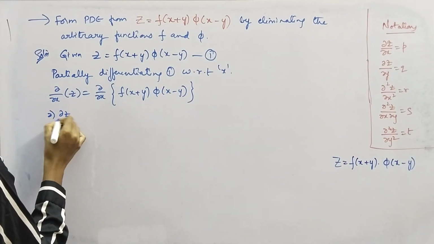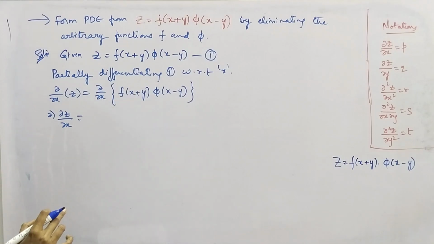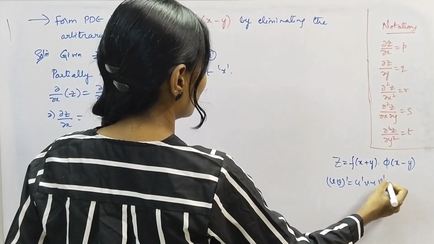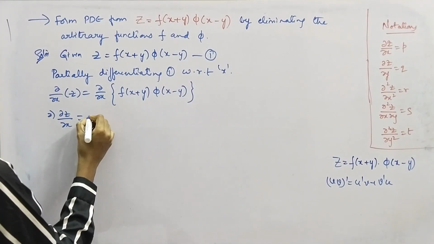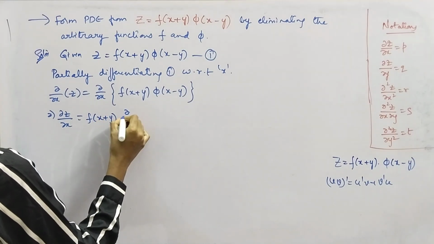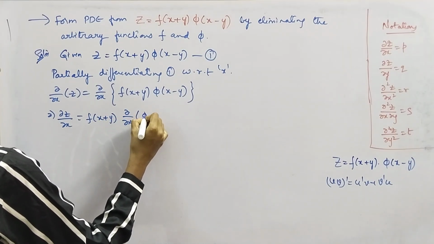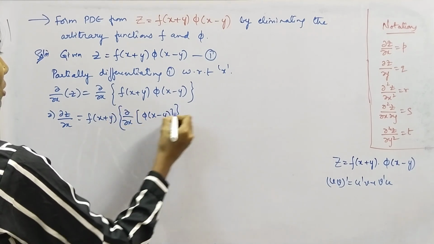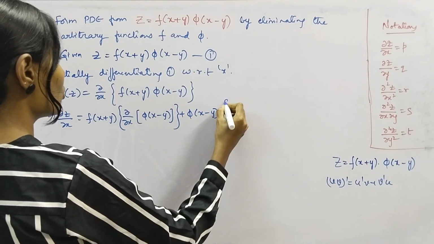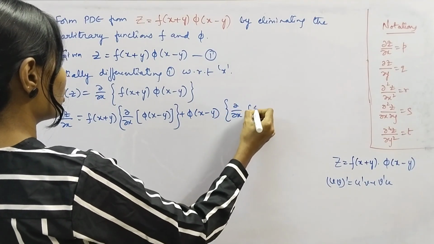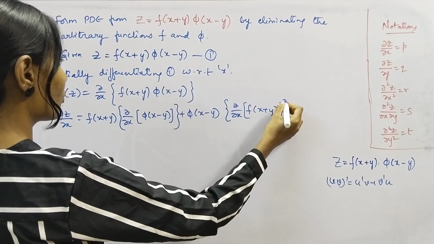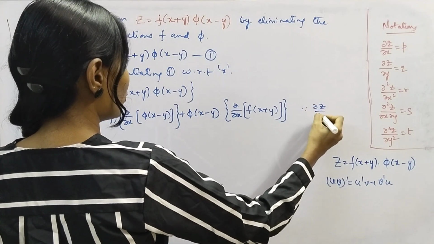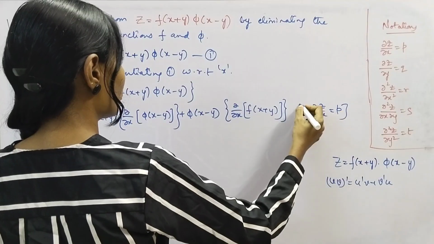This gives us dou z by dou x equal to, here you have f into phi. You're going to apply the uv whole prime formula, that is u prime v plus v prime u. So let's write f of x plus y into partial derivative of phi of x minus y, plus phi of x minus y into partial derivative of f of x plus y. Since we are partially differentiating with respect to x, we treat y as constant, and we can replace dou z by dou x by the notation p.